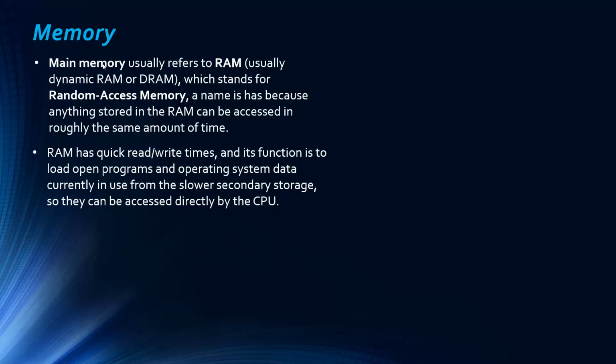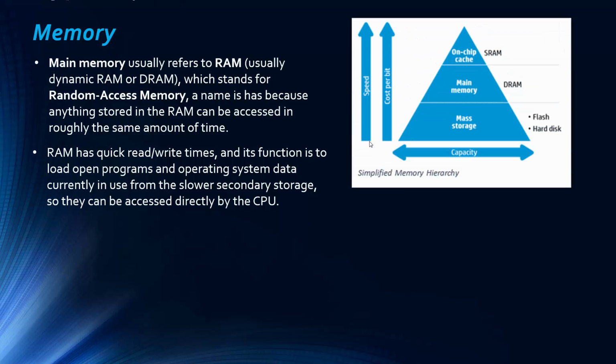So RAM is very quick, and the technology has quick read and write times, and so the function of RAM in our computers is to load open programs and operating system data currently in use from the slower secondary storage. So it will be permanently stored on our secondary storage, our hard disk maybe, and then it will be loaded into the RAM when it's in use, because it's a lot quicker, and also it can be accessed directly by the CPU. To access data on the hard disk, it has to go through other channels, input-output channels, whereas the CPU is directly connected to the main memory, as we'll see.